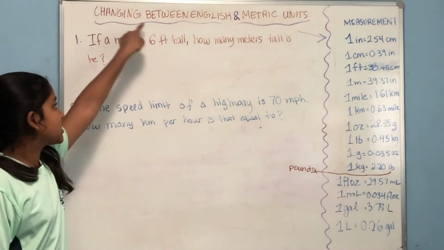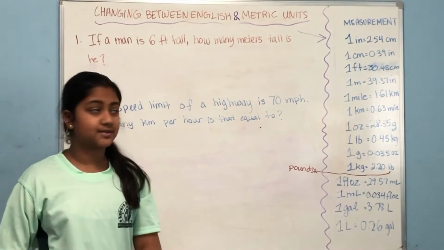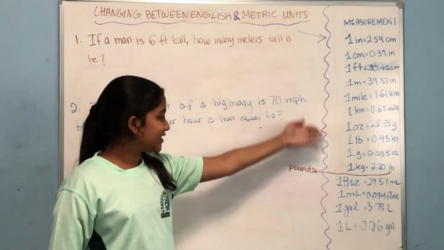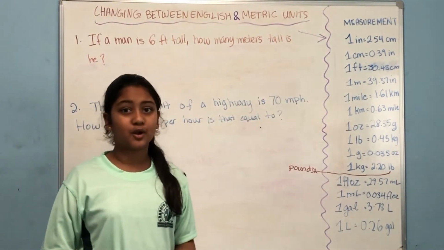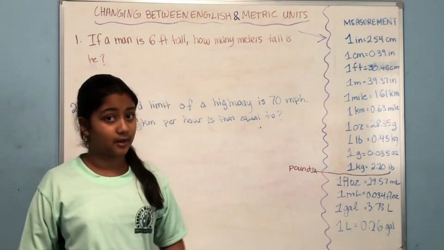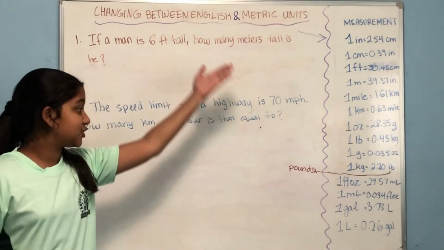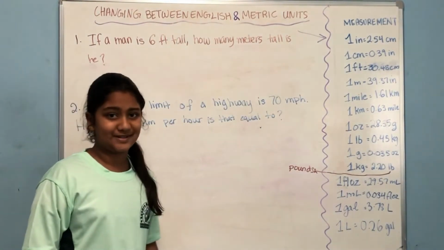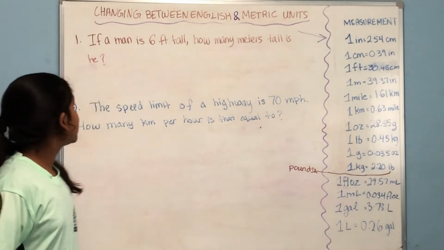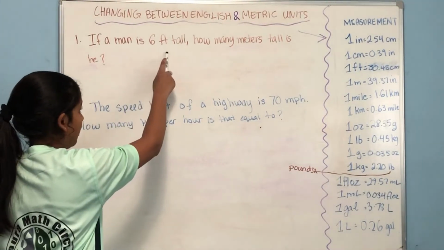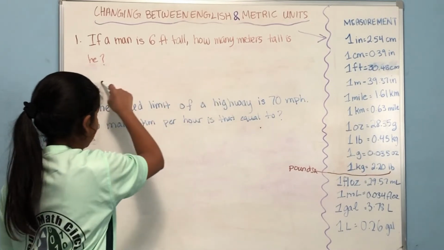Now let's look at changing between English and metric units. So let's first go look at the measurement conversions. So these are all the measurement conversions, and I don't want to go through them one by one because it's probably going to take a long time, and you guys are probably going to get bored. So let's just use these conversions to find the answers and the solution to this practice problem. So let's first solve the first one. If a man is 6 feet tall, how many meters tall is he?